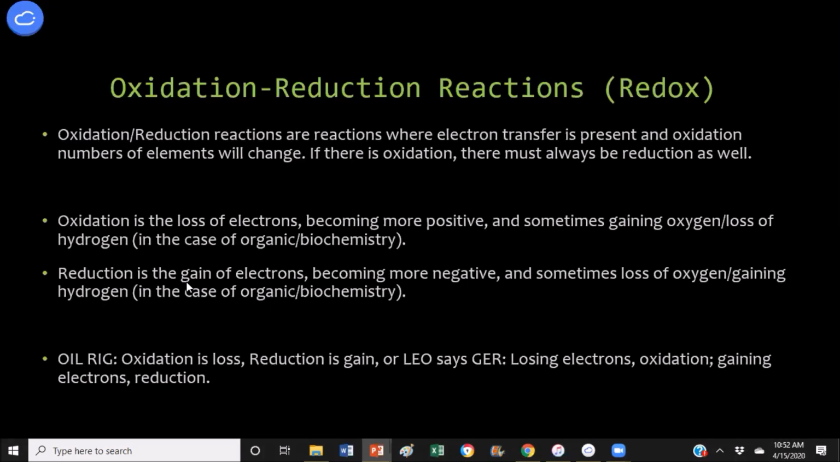Now, reduction is just the opposite of that. You're gaining electrons, thus you have to become more negative as you do that. And in terms of organic chemistry, again, you're losing the oxygen. You're gaining some hydrogen back. So reduction is gaining electrons. OIL RIG. Or you might have heard of LEO says GER. Losing electrons is oxidation, gaining electrons is reduction. However you want to keep it straight in your mind, you got to keep it straight.